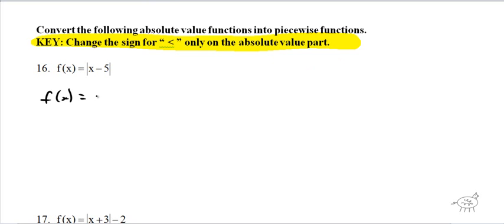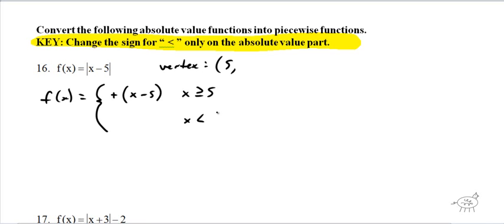I get f of x equals, well, first of all, my critical value, or my vertex, because you need the vertex for any of these problems. The vertex is going to be x equals 5. Okay, I'm not even looking for the y value. I'm just getting the x value, because I'm going to say f of x equals, and basically I'm going to show you in 2 steps here. It's positive of the x minus 5. That's when x is greater than or equal to 5. And then when x is less than 5, it's the opposite sign.